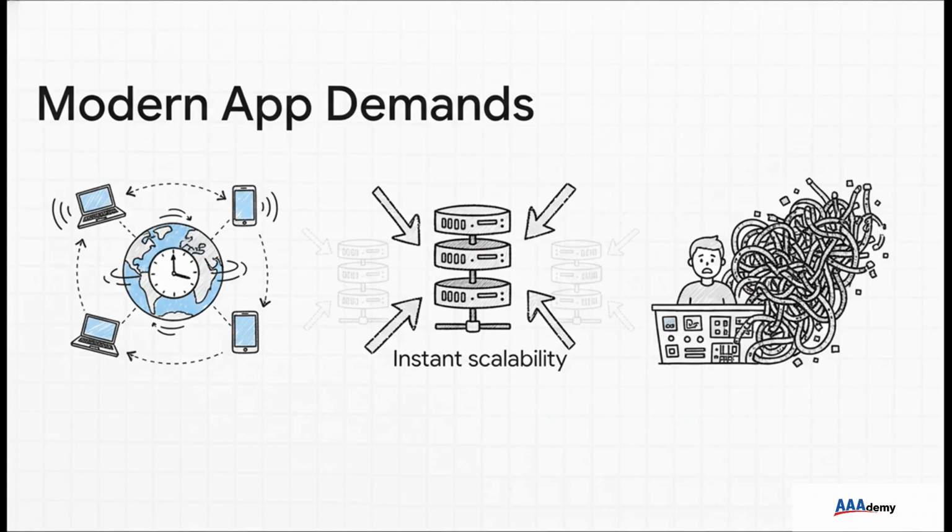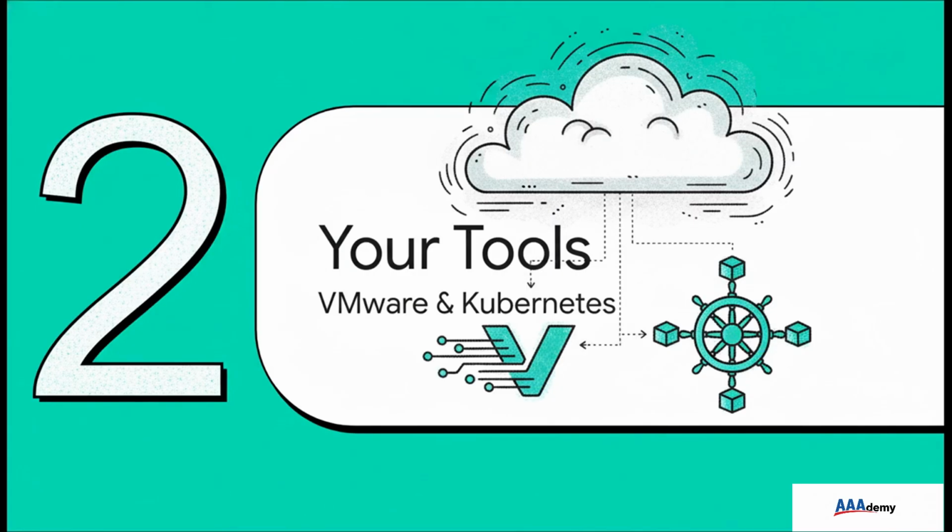The demands these days are just immense. Applications have to be available everywhere, all the time, no excuses. They need to be able to scale up or scale down in an instant. But the single biggest enemy, the biggest hurdle to overcome, it's the overwhelming complexity that holds everything together. So how on earth do you even begin to tackle a task that big? Well, you rely on some seriously powerful tools. And two of the absolute key players in this space are VMware for the infrastructure and Kubernetes for the applications.